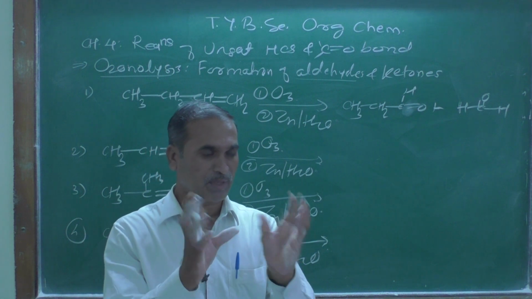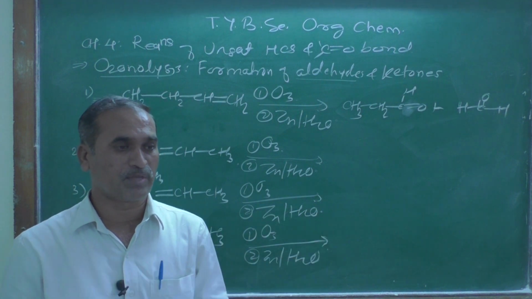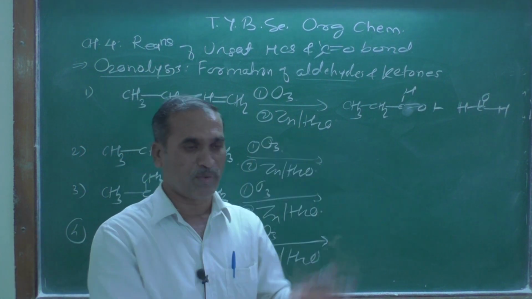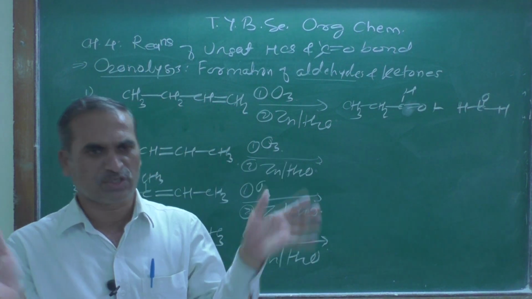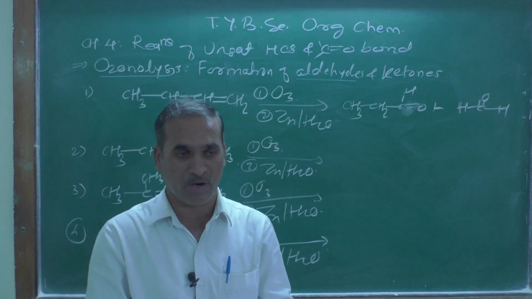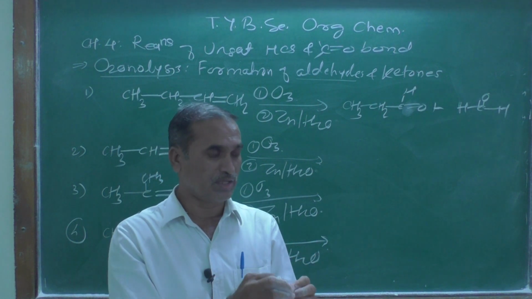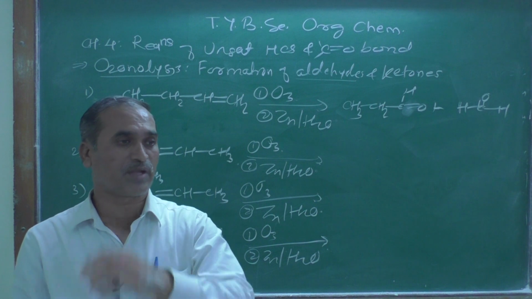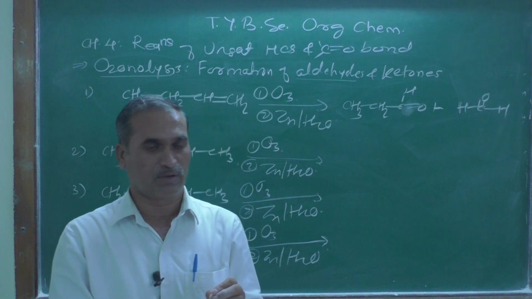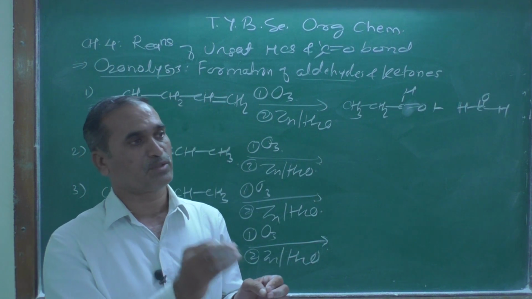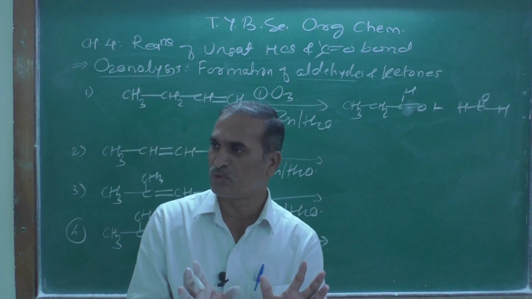UV tells us whether the carbon-carbon double bonds are in conjugation or in isolated form; only monochromatic light is used there. Second, IR: there are different functional groups present in the organic compound, and different functional groups give different IR frequencies.